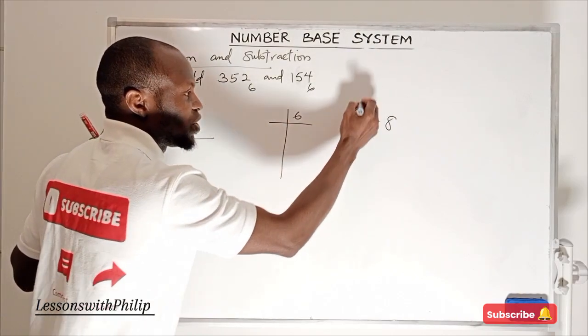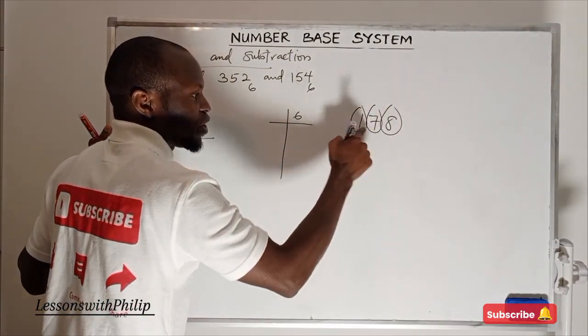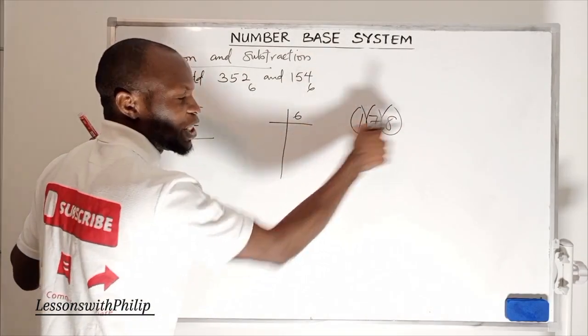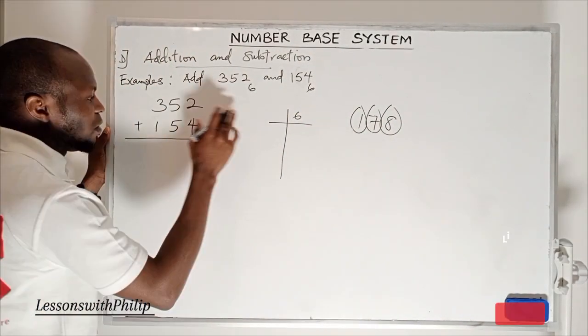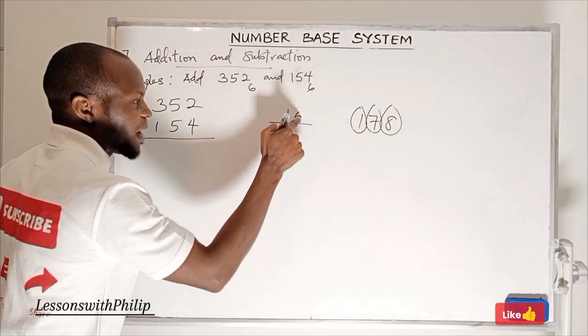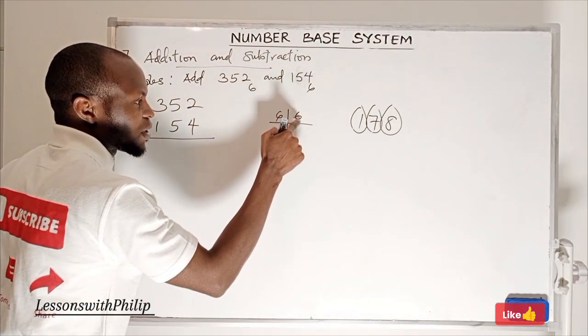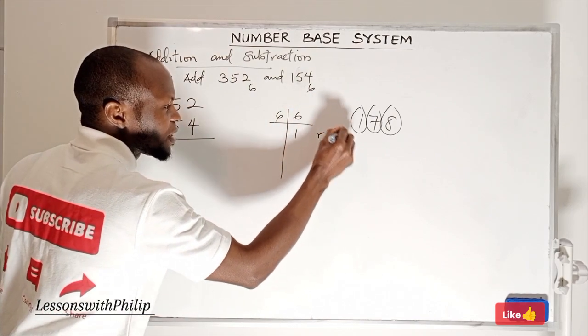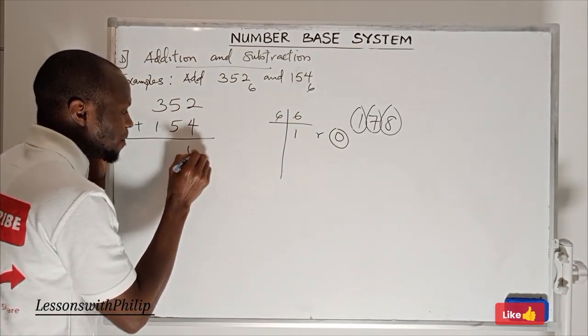Why? Because we have the digits 1, 7, and 8. The base must be greater than each of the digits. Now automatically 2 plus 4 is 6. I have to divide that 6 by 6. How many times does 6 go in 6? 1. What will be the remainder? 0. It is this remainder that I put here.